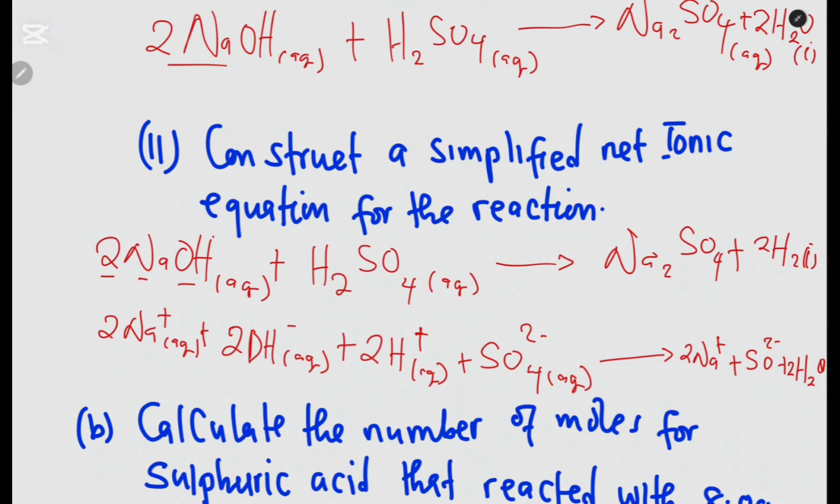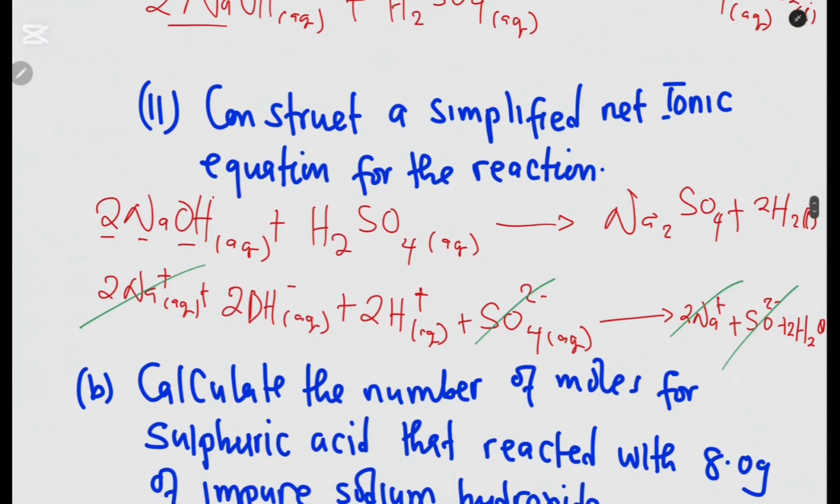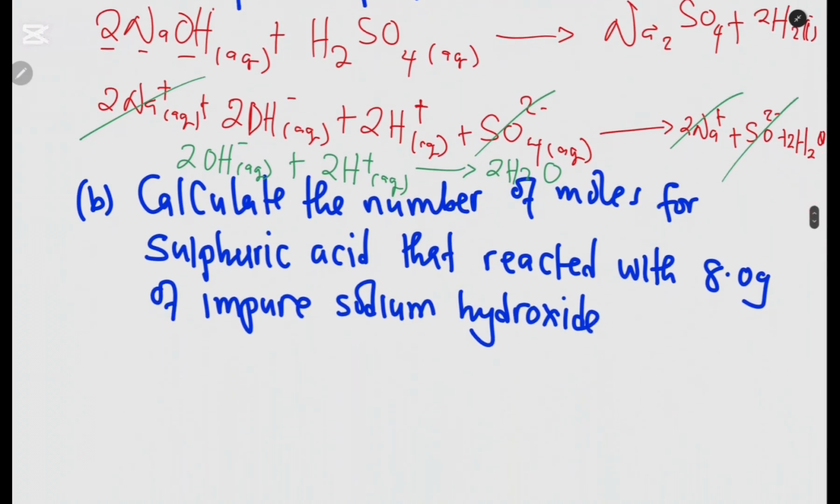Now the next thing, you cancel out those that are common on the reactants and products, so sodium and sodium. We have sulfate and sulfate. What is remaining is 2 hydroxide ion, which is aqueous, plus 2 hydrogen ion, which is aqueous. Then on the side is 2 water molecules. So this is the net ionic equation, and I hope there is no problem up to this point. Okay, so let us proceed to look at the main part now.